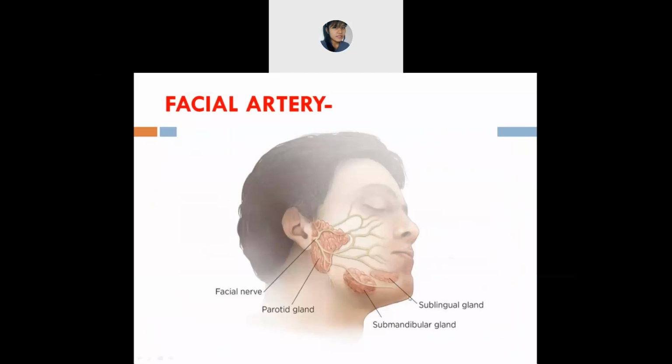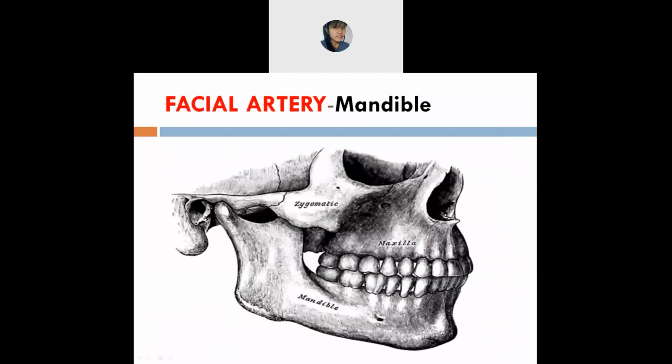So this facial artery, where does it supply? It supplies over the mandible in front of the jaw and supplies the muscles of facial expression in the mouth. Okay. Let me show you. This is the mandible. So the facial artery supplies blood to the mandible area, at the angle of the jaw. This is your jaw. So it will supply blood in all these areas.